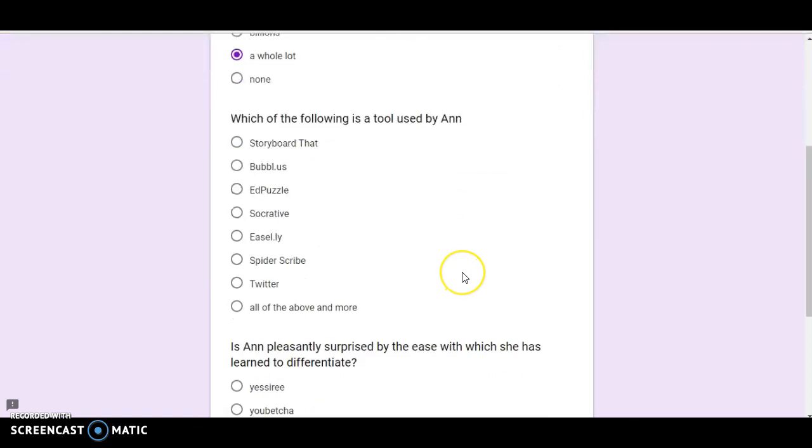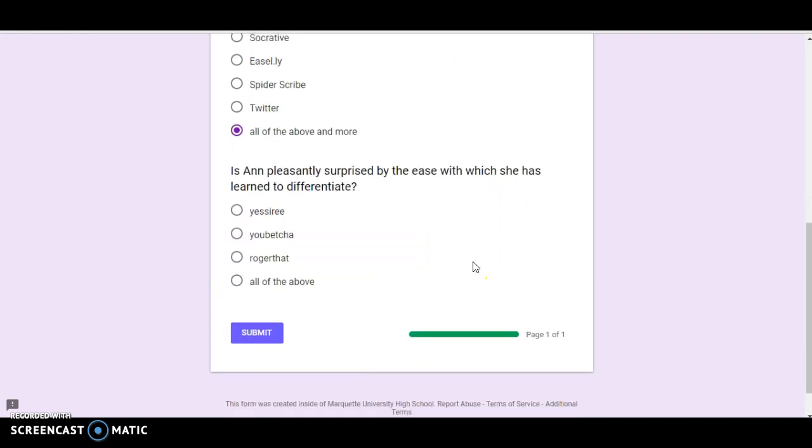Which of the following is a tool used by Ann just since class started? In fact, it is all of the above and more. Is Ann pleasantly surprised by the ease with which she has learned to differentiate? Yes, sirree, I definitely am. All of the above.